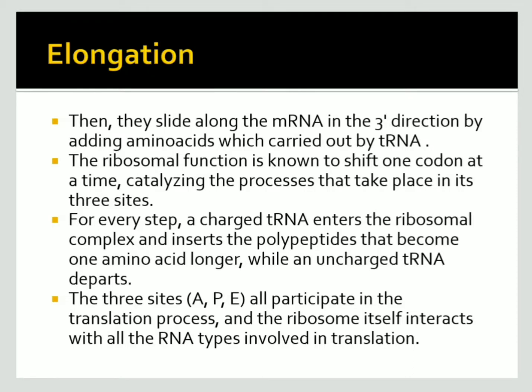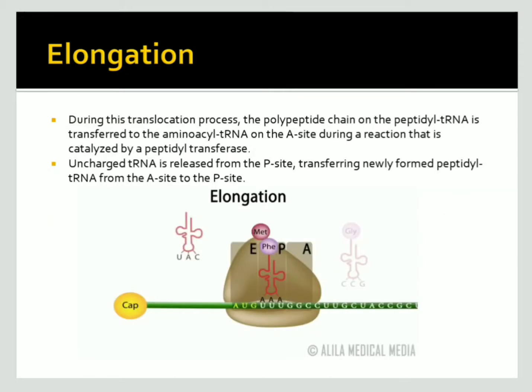Elongation. Then they slide along the mRNA in the 3' direction, adding amino acids carried by the tRNA. The ribosome is known to shift one codon at a time, catalyzing the process that takes place in its 3 sites. For every step, a charged tRNA enters the ribosomal complex and the polypeptide becomes one amino acid longer, while an uncharged tRNA will depart the site. The 3 sites all participate in the translation process, and the ribosome itself interacts with all the RNA types involved, and the chain gets elongated along with this.